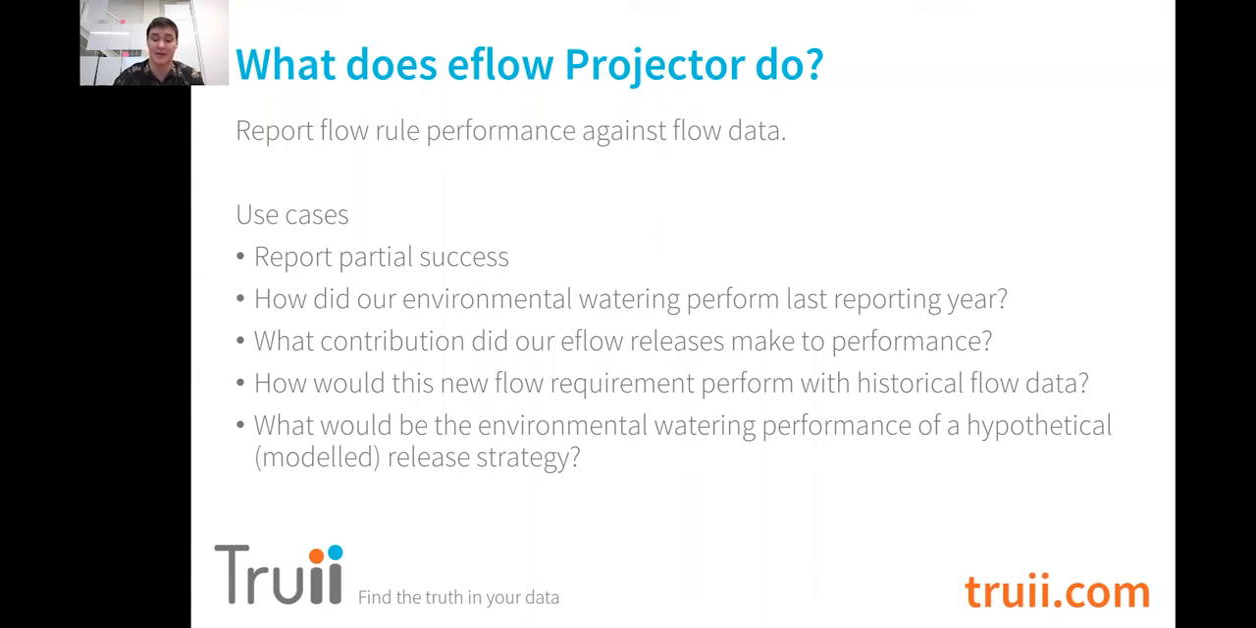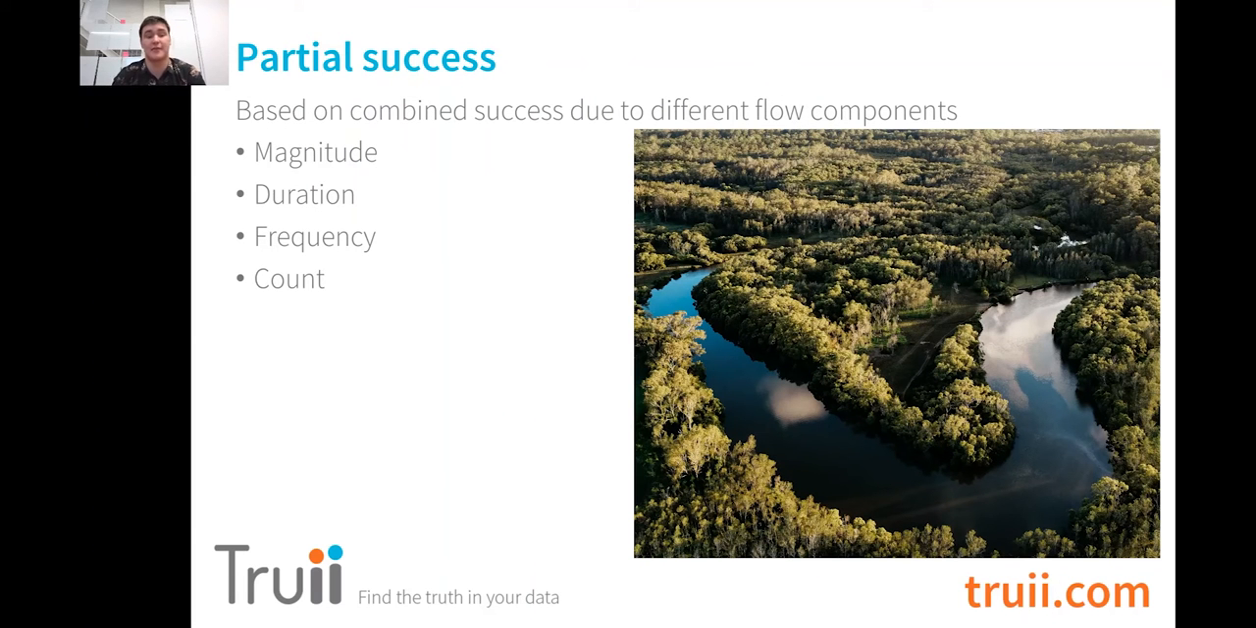There's a lot of use cases, but having a further look at partial success, well, we think about the success of a flow rule as a combination of up to 4 different flow components. So that's magnitude, duration, frequency, and count, depending on the rule type. Now, with Eflow Projector, each of these different flow components has their own partial success table that can be customized at a flow rule level.